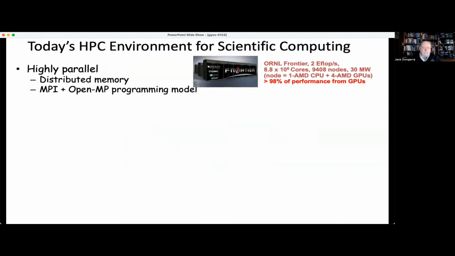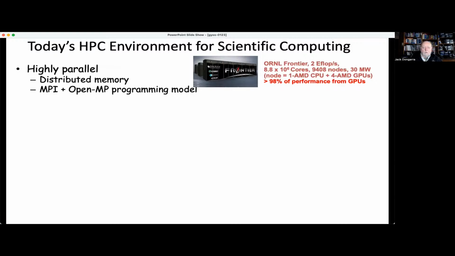So today's environment for scientific computing is really highly parallel. It uses distributed memory. That is, each of the nodes of this computer has its own memory. And in order for a node to share information with another node, it has to engage in a message passing paradigm. And for message passing, we use a programming model called MPI, the message passing interface. And we also use something called OpenMP as the programming paradigm when we share information on one of the nodes itself.